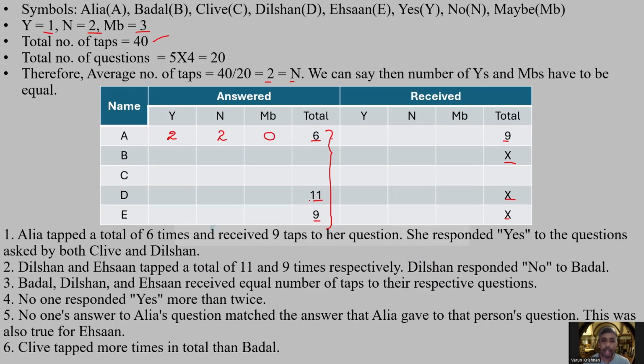Similarly, Dilshan has given 11 taps. The maximum number of taps it can give is 12, because maybe is 3. If all 4 are maybes, then 3 into 4, 12. So 11 is only possible when there are 3 maybes and 2 no's and 0 yeses.